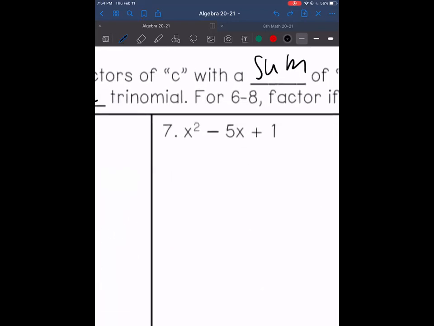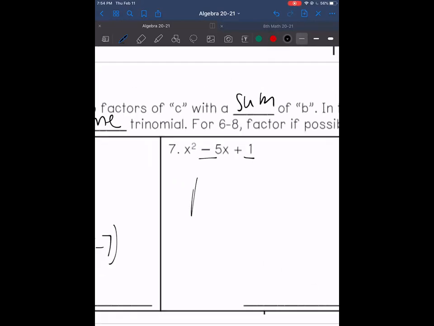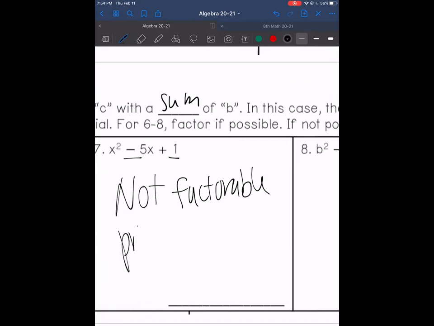Okay, looking at number 7. Is there a product of 1 that is a sum of -5? Is that possible? Well, no. So this is not factorable. So it's a prime trinomial. And that's because there's nothing we can multiply. One is a prime number, so 1 times 1 is our only option, and there's no way that we can make a 1 and a 1 equal a -5 as our sum. So that is not factorable.